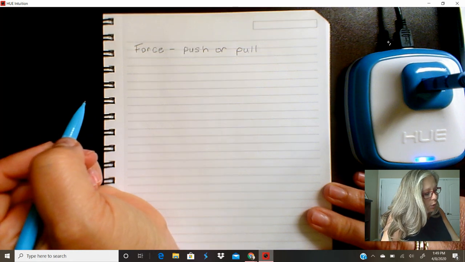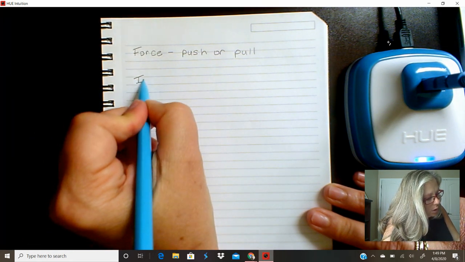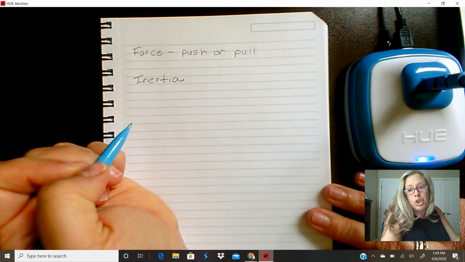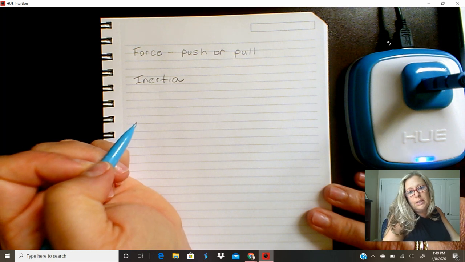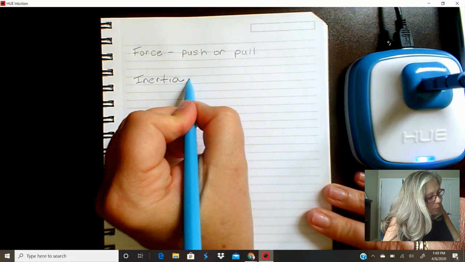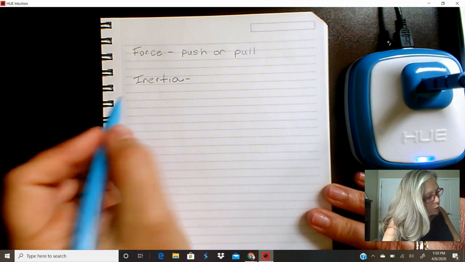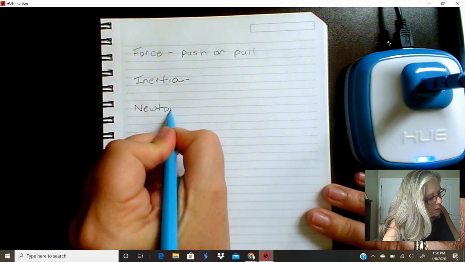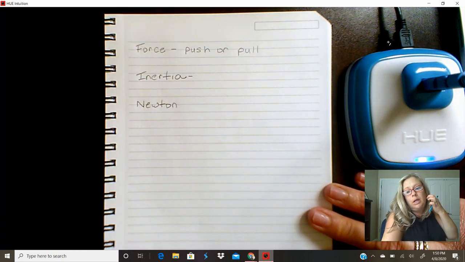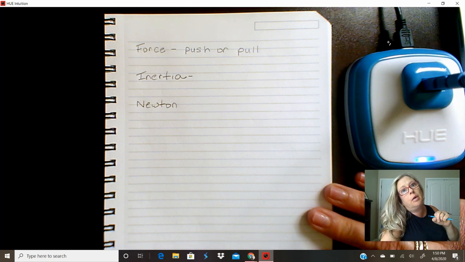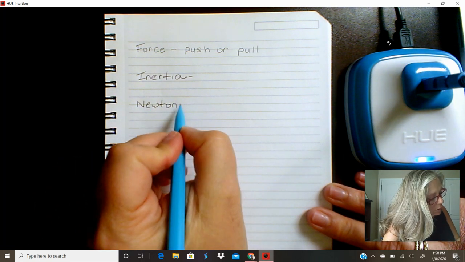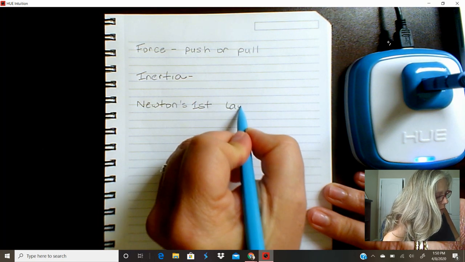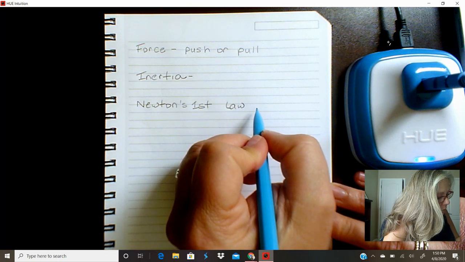The next word that was in the video is this word that looks like inertia, but remember, it is not inertia. It is inertia. Say inertia. Almost sounds like a girl's name. Inertia is also known as Newton's first law. Remember, we said in the other video that Sir Isaac Newton is a scientist who discovered, by doing a lot of research, laws about force and motion. Newton's first law is literally the law of inertia.